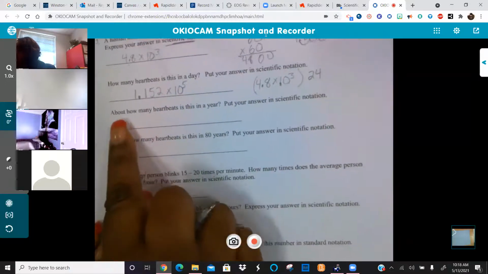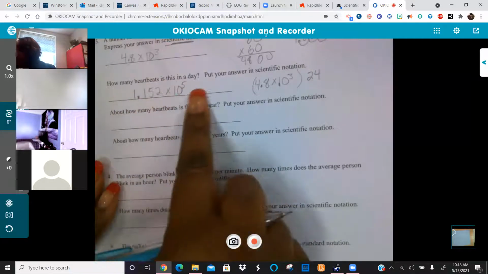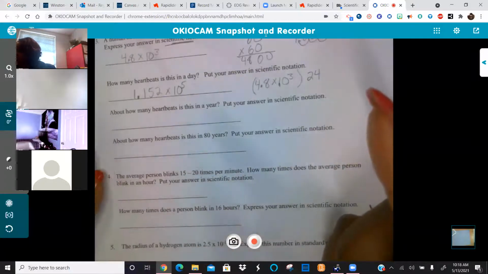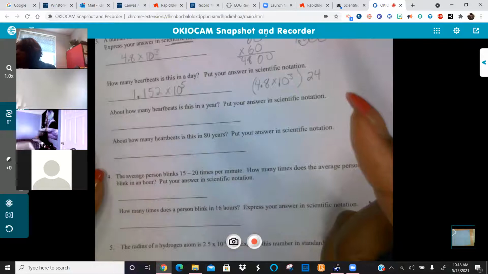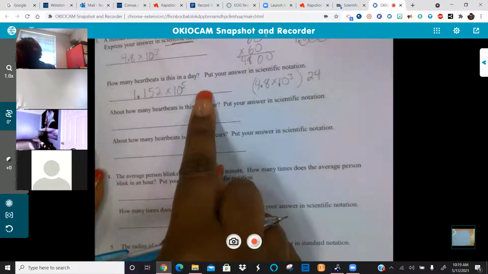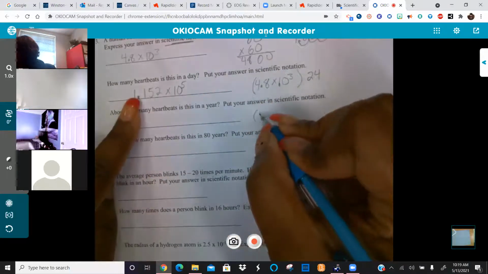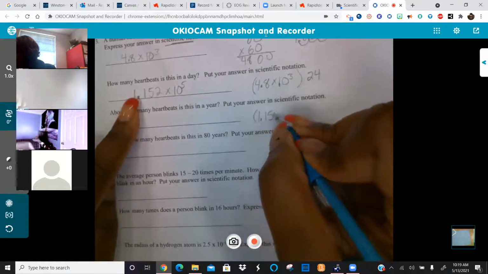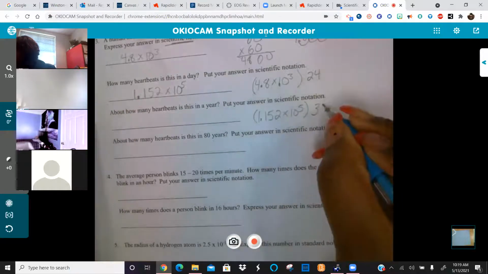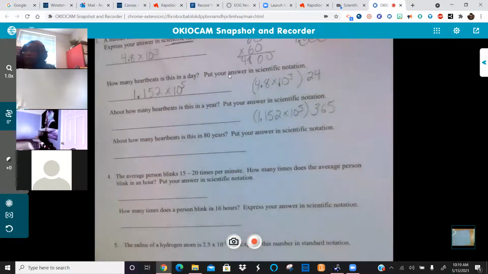All right, it says about how many heartbeats in a year. So if this is in a day, how do we figure out what it would be in a year? Very good. You're going to multiply this day times 365 days, because that's how many days are in a year. Excellent job. So we take this day amount and we're going to multiply times 365 days, because it's 365 days in a whole year.